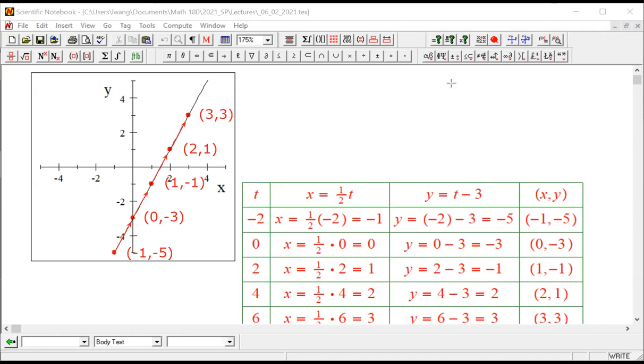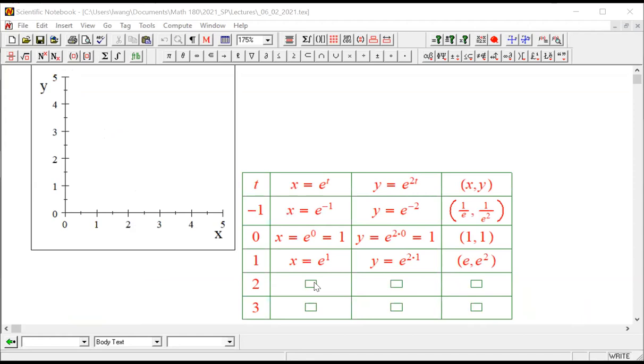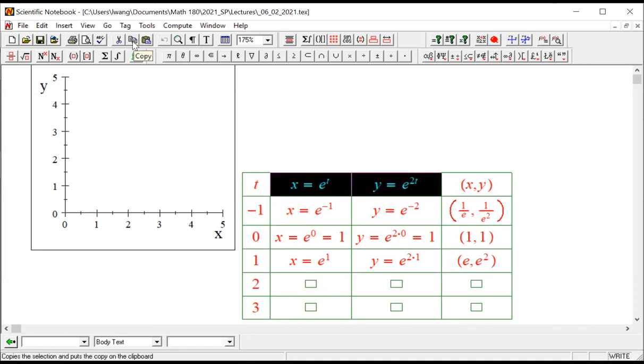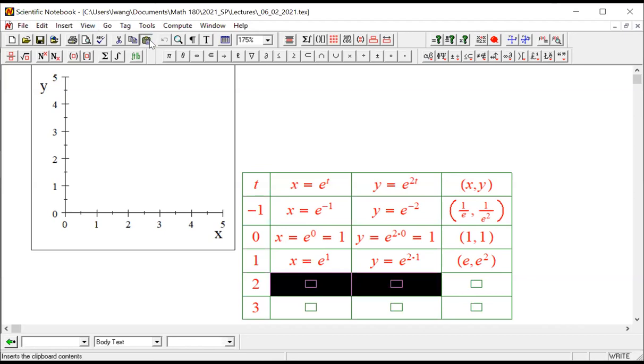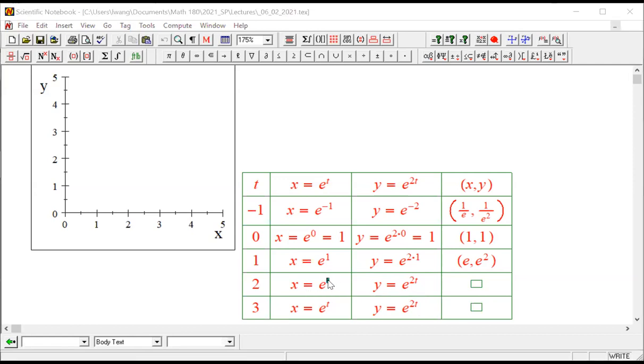Okay, so now I'm going to clean this up and move forward right here. Okay, and then for these 2 points, for these 2 other points, this is e, and this is 2 times 2. And so the next point is e squared and e to the power 4.